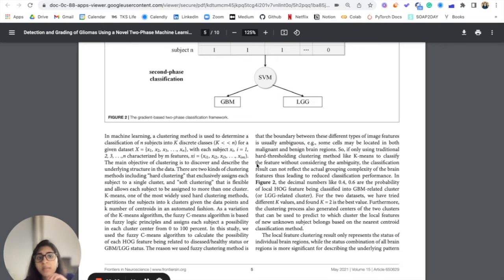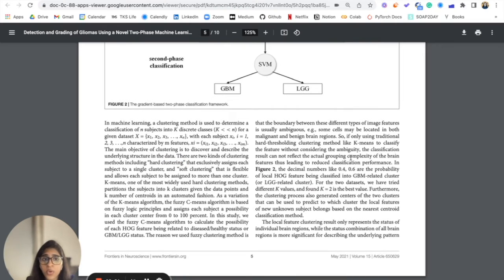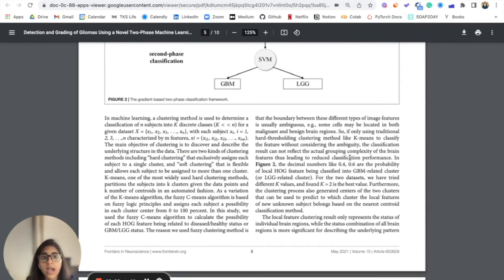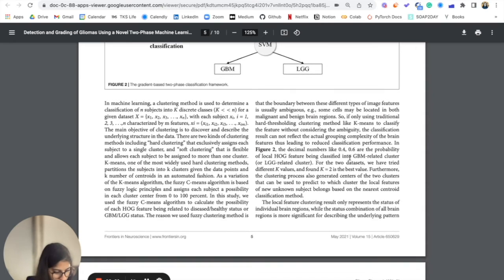Because some cells, for example, might be in both the malignant and the benign brain regions. Tumors can be half malignant, half benign, so there could be a partial thing. That's the main problem, right? You want to identify between the boundaries that are usually ambiguous, where the benign and the malignant brain regions are. And so again, if we used the hard thresholding clustering method over here, and we wouldn't consider the ambiguity of all this, then obviously the accuracy wouldn't be that good at all anyways.